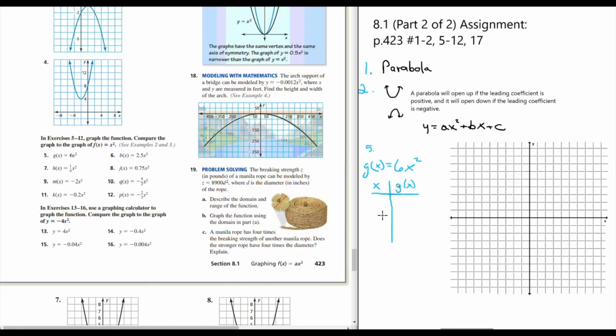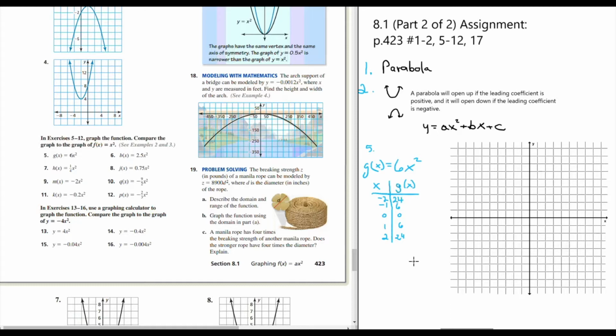So I'm going to plug in some values here. I'll plug in 0. Follow the order of operations, so square your value first and then multiply by 6. So 0 squared is 0 times 6 is still 0. If I input a 1, 1 squared is 1 times 6 is 6. And if I input a negative 1, I'd get negative 1 squared, which is positive 1 times 6 is still 6. If I input 2, I'd get 2 squared is 4 times 6 is 24. And negative 2 would also give me out a 24.